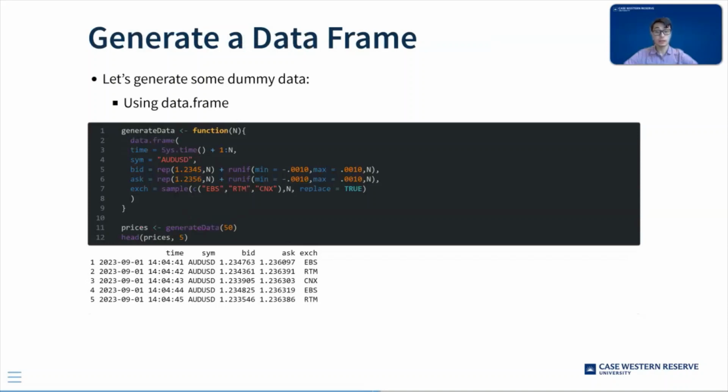Let's generate some data in a data frame. Here we have written a nice function to generate some random data. We have designed different columns using the time, a character string, and some random number generators. This will simulate something like stock prices over time. If we run this function and supply it the 50, it will generate 50 values for this data frame. We can use the head function to print out the first couple entries from this data frame.